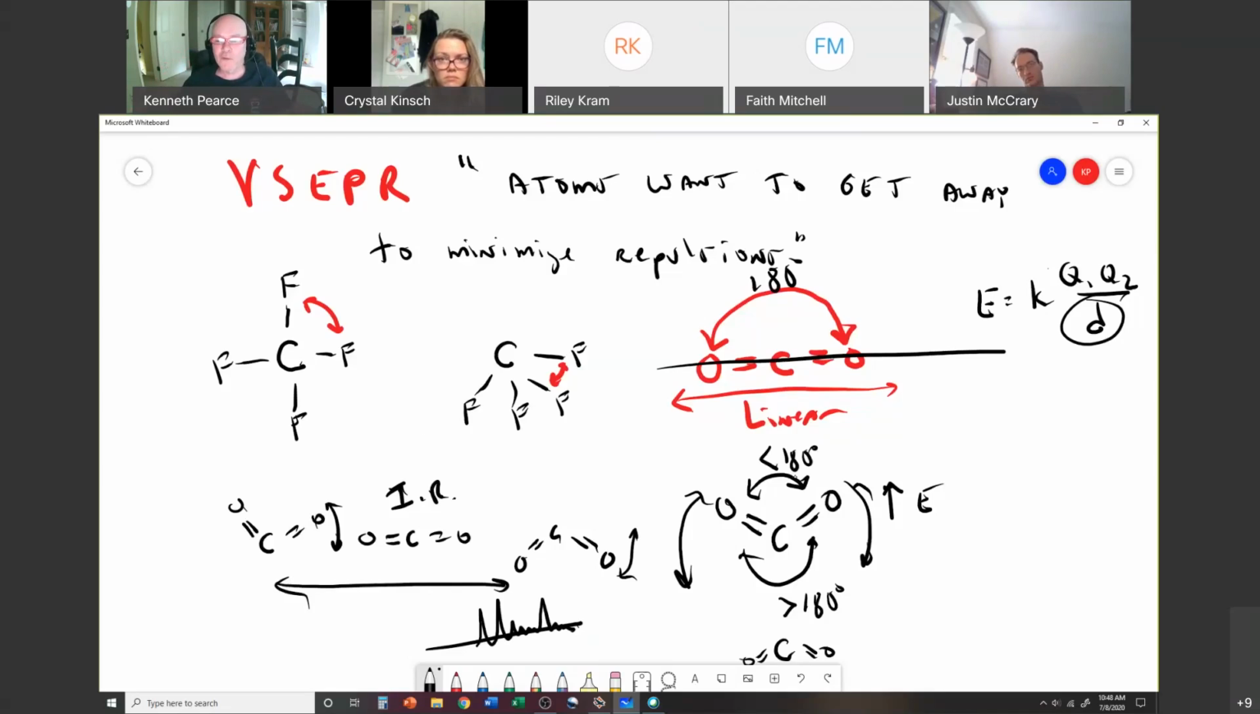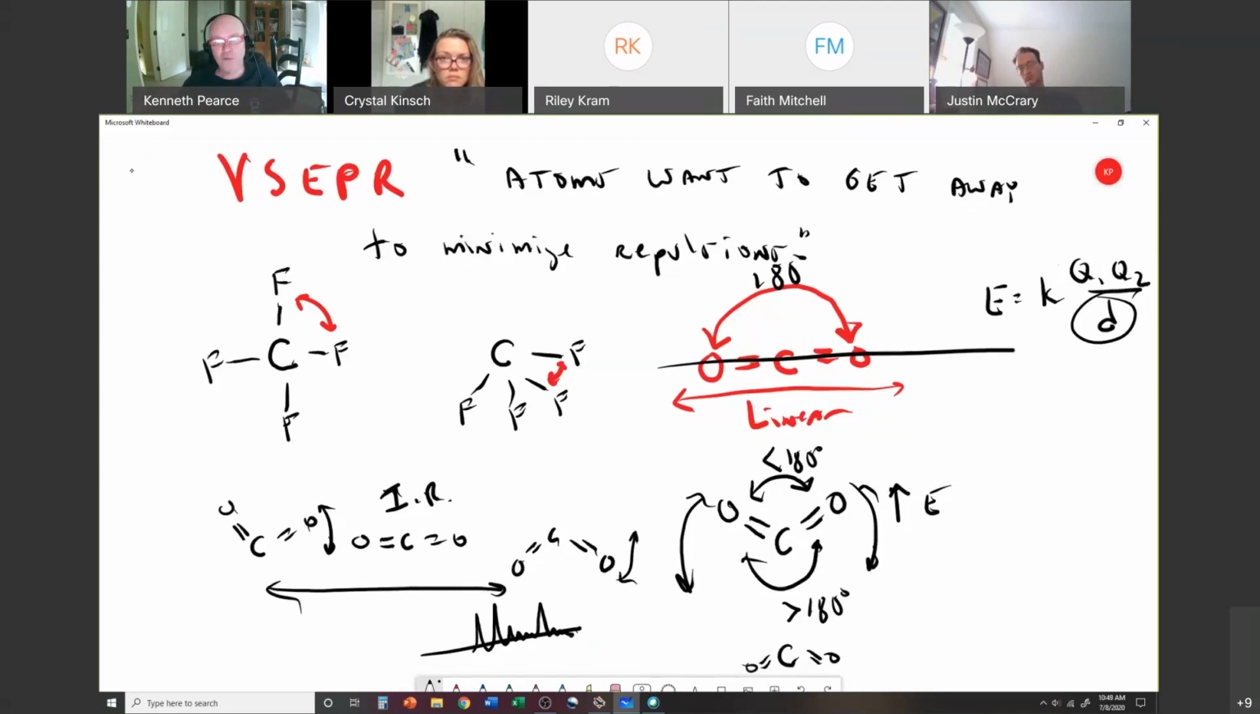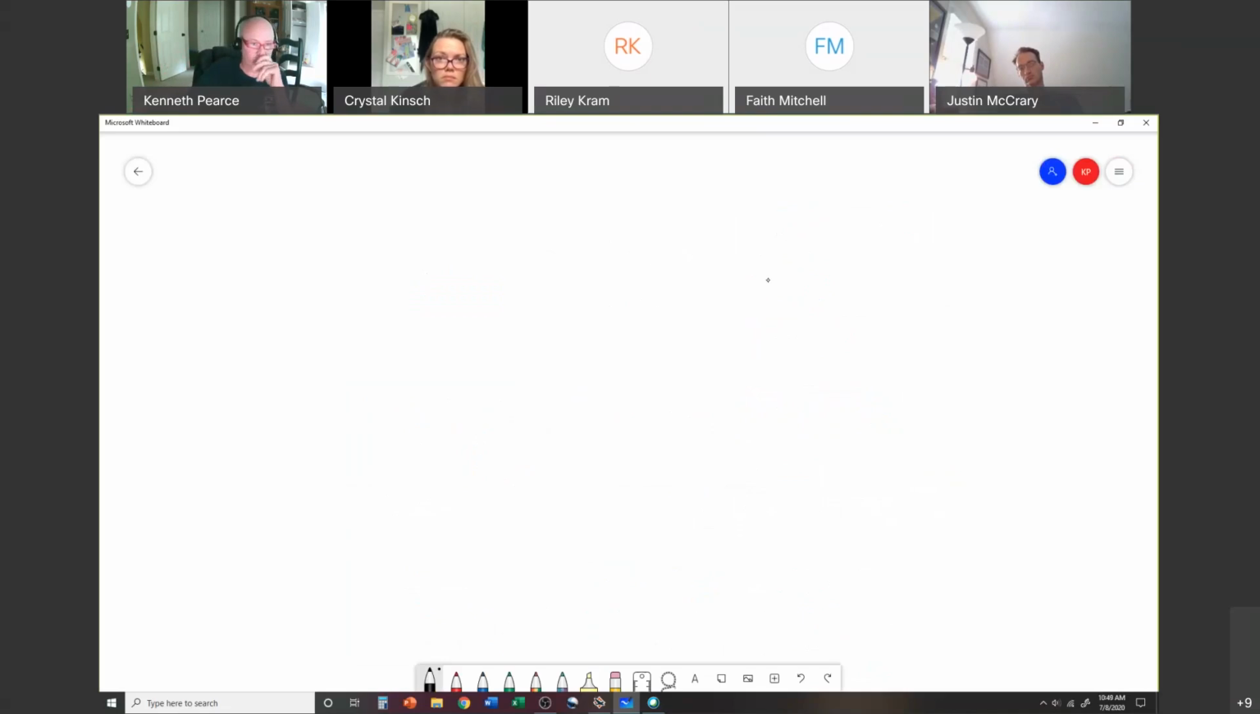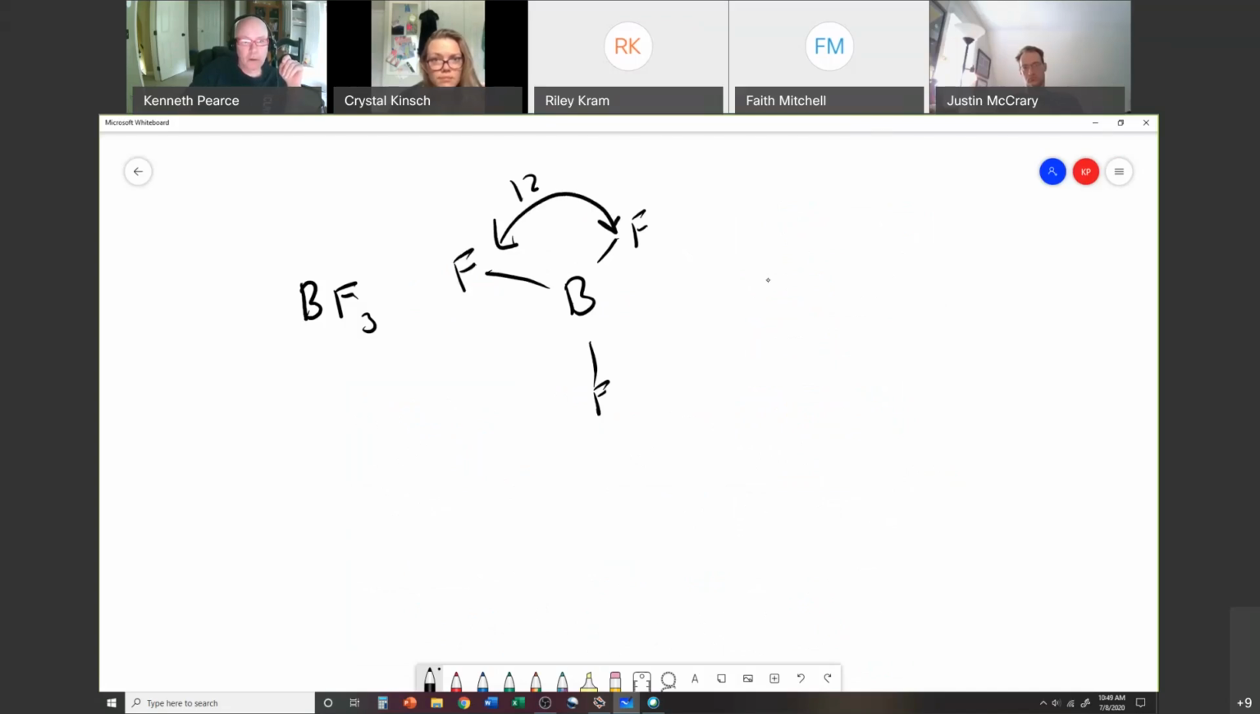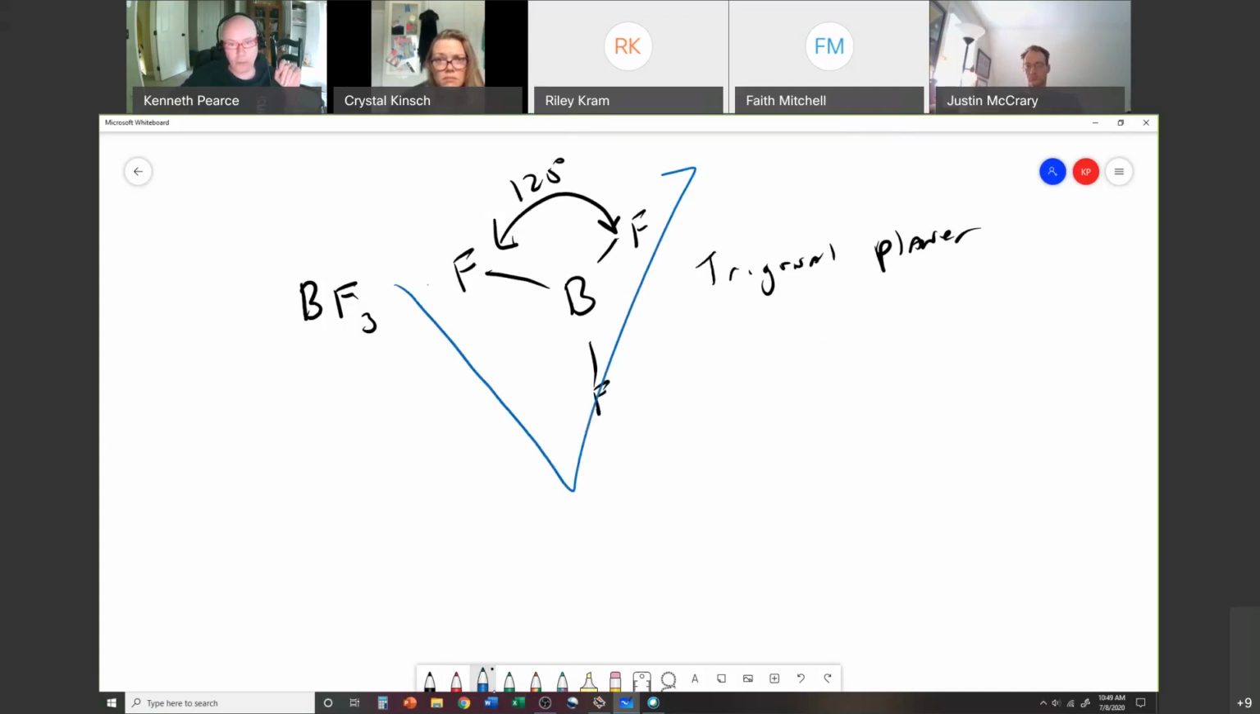All right, so like this guy right here, this linear one is going to flop around 180, and if we were to take something like boron trifluoride, we would actually end up with something that looks like this. And the bond angles would end up being about 120 degrees. Okay? And we would call this trigonal planar. It's a triangle. It sits in the plane. See the triangle here? See the triangle? It's a triangle. It sits in the plane.